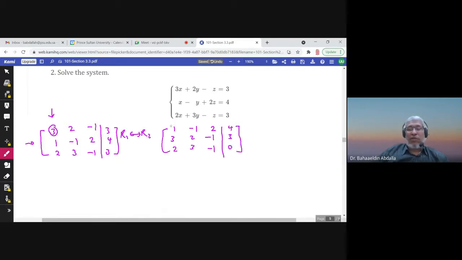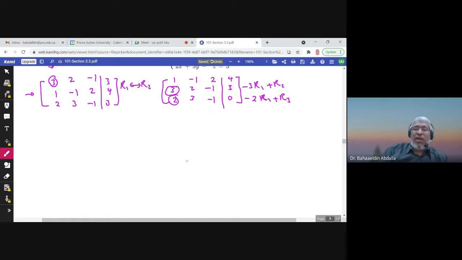Okay, now I finished with this number. It is now 1. I use it to make these numbers zeros. Well, this is 3, so I multiply row 1 by negative 3 and add it to row 2. This is 2, so I multiply row 1 by negative 2 and add it to row 3. And now I get a new matrix. The first row is not changing, but now this operation will change row 2. So let us do it.